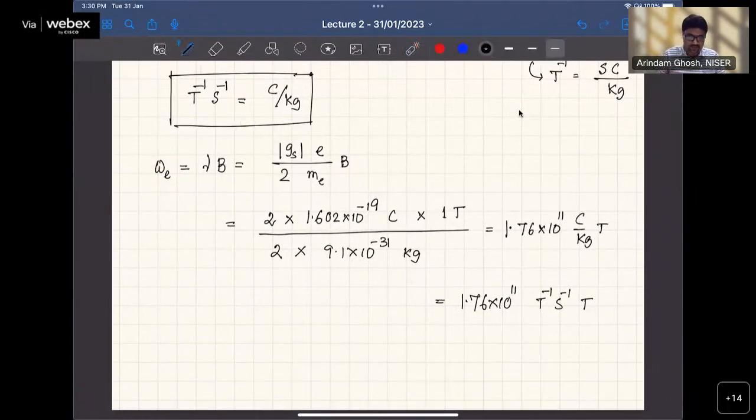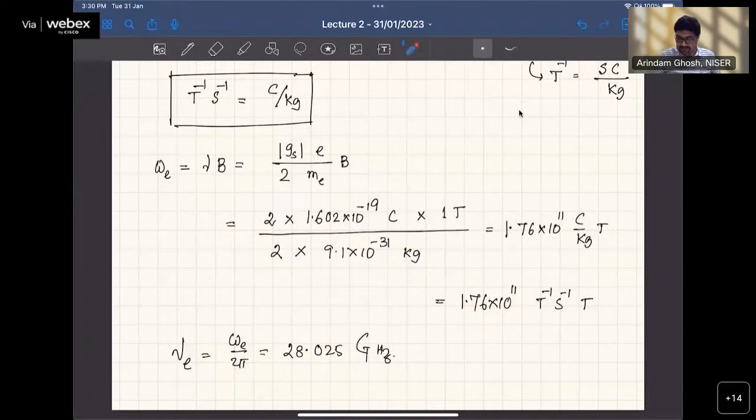Let's convert it into a normal frequency. So nu of E is going to be omega of E divided by 2 pi, and if you just do this, it is going to be something like 28.025 gigahertz. You just take this value and divide it by 2 pi. Earlier it was radian per second, because the t cancelled, and this is radian per second, and that will be hertz.